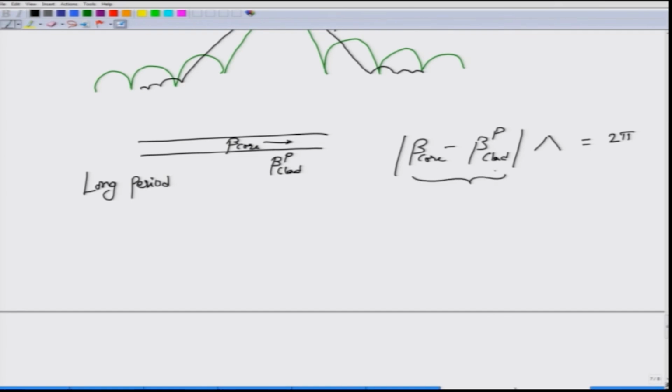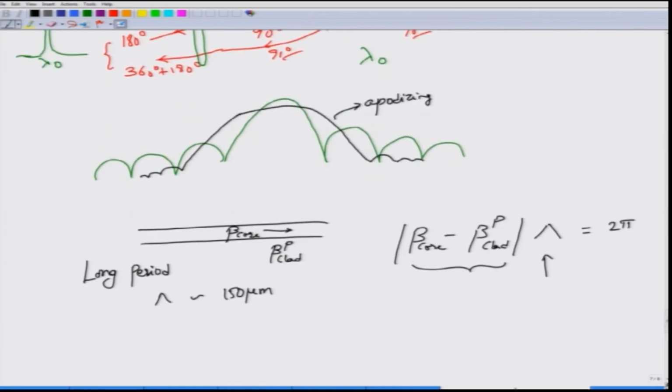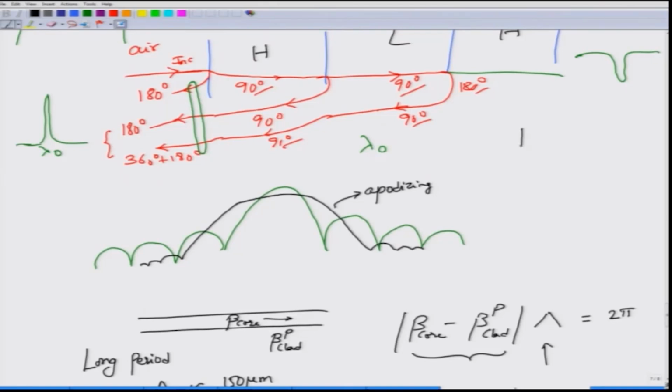In order to create a 2 pi phase shift, you have to make lambda very large. Okay. So, this long period grating has lambda on the order of about 150 to 200 micron. Remember, this is a period, the length of the grating is different. Okay. Whereas for the short fiber Bragg grating, which is implemented entirely in the core by changing the core refractive index, this lambda is about 0.5 micron.